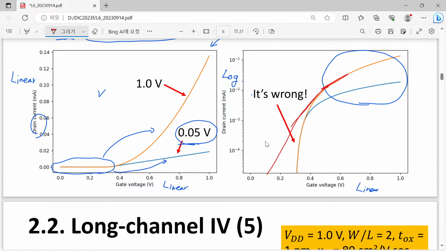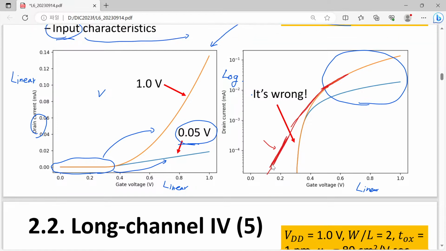Here this one has a certain linear, straight-line-like slope behavior, and this slope is actually very important. I'm not quite sure I have done it properly, so we will see it later. But anyway, here we have assumed in our simplest model that ID equals 0 when the gate-source voltage is lower than the threshold voltage.